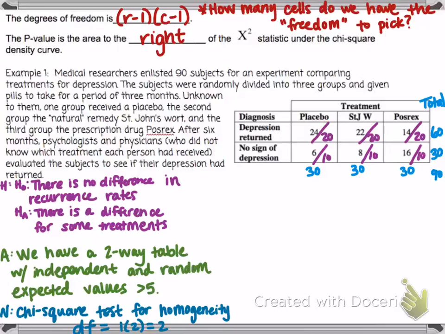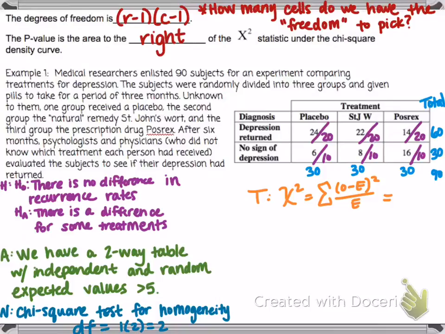Then I'm going to calculate my degrees of freedom. So R minus 1 is 1, because I have 2 minus 1 rows, and then 3 minus 1 columns. So my degrees of freedom is just 1 times 2. I've got 2 degrees of freedom. Okay? Now, at this point, we need to calculate our chi-squared, or test statistic. We're going to do that just by letting the calculator run the test for us.